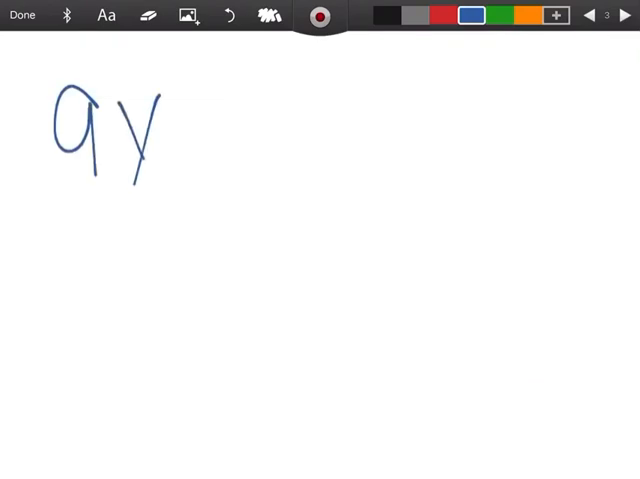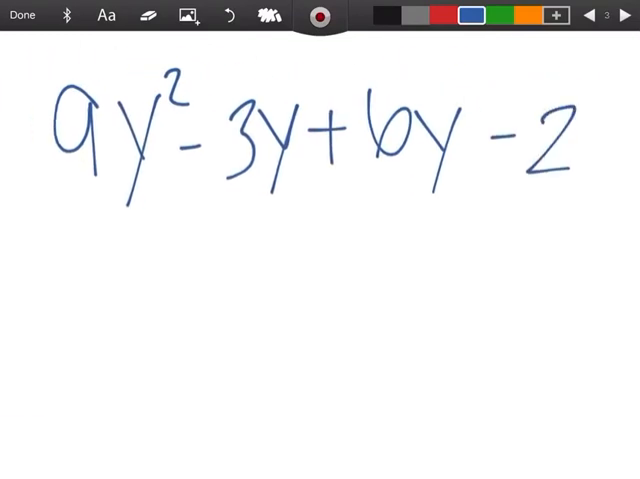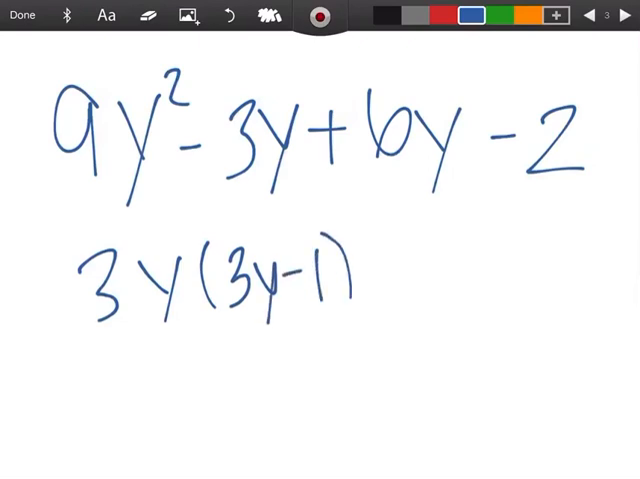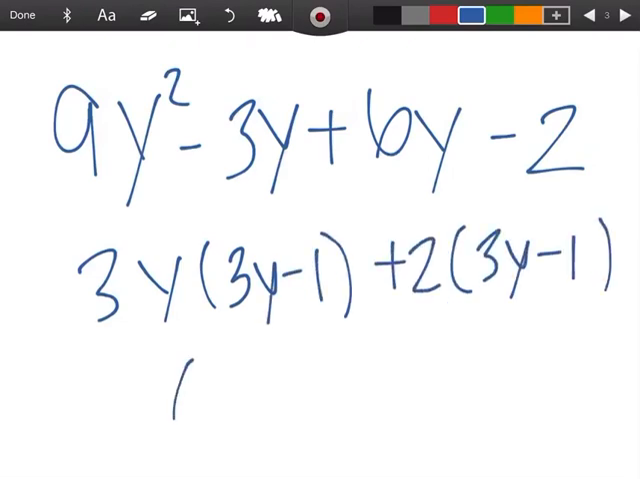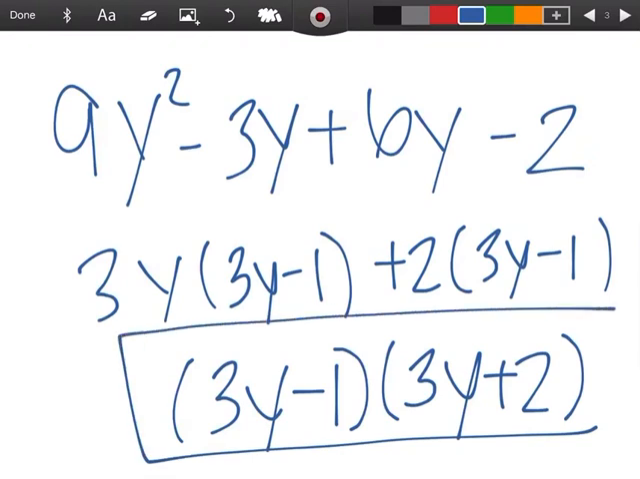You get 9y squared minus 3y plus 6y minus 2. So when I take out a 3y, I get 3y minus 1. And when I take out a 2, I get 3y minus 1. So no matter what, you get 3y minus 1 and 3y plus 2. Just what order they're in might be different, but that is the answer. 3y minus 1 and 3y plus 2.